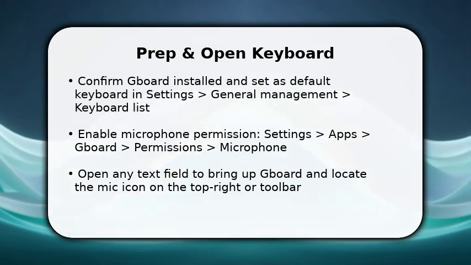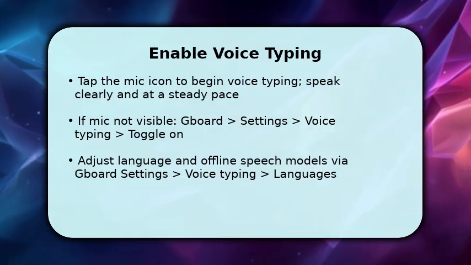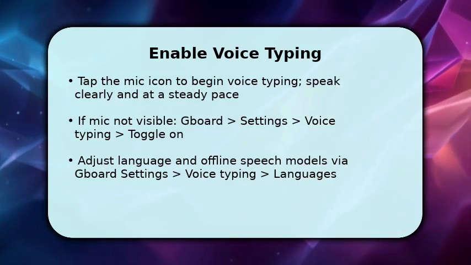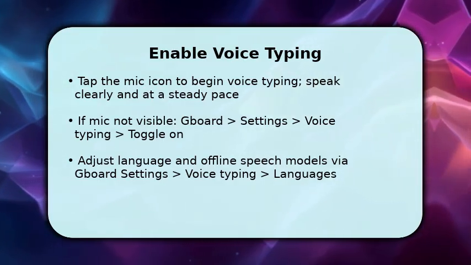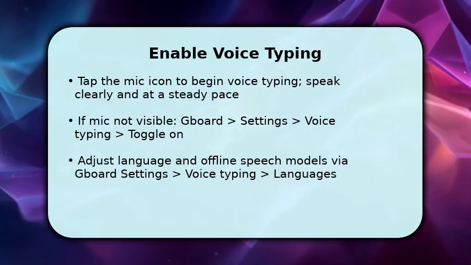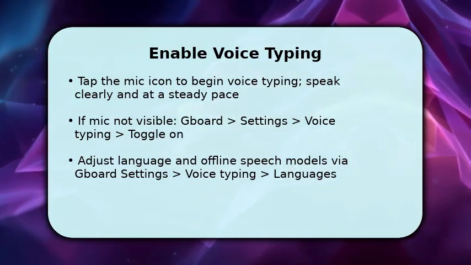You now enable voice typing from within Gboard itself. Tap the mic icon and speak. Gboard converts your words to text in real time. If the mic icon is missing, open Gboard settings, go to voice typing and toggle it on. This activates Google's speech-to-text engine for the keyboard.